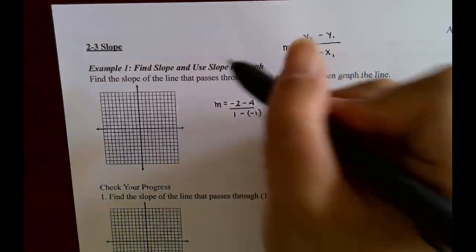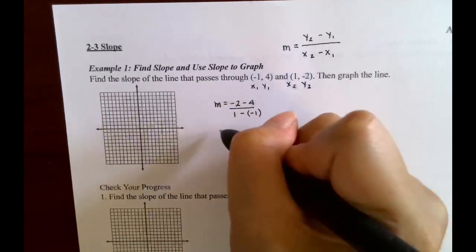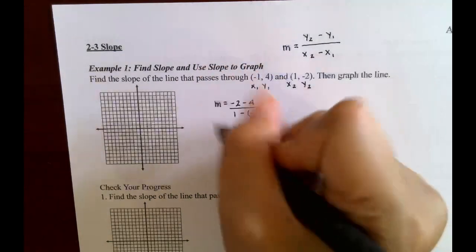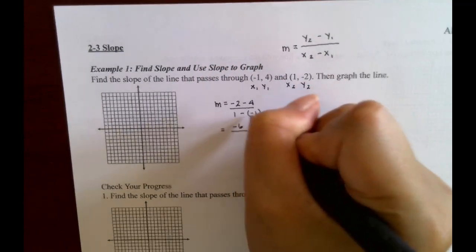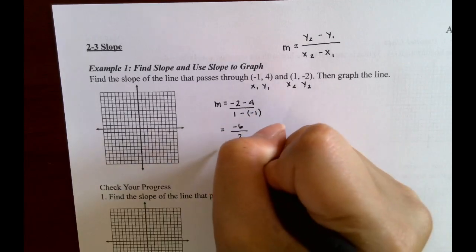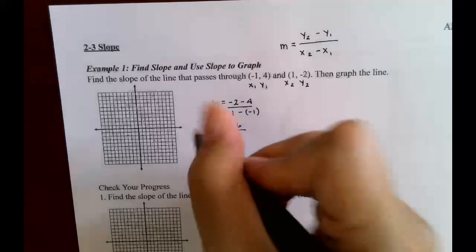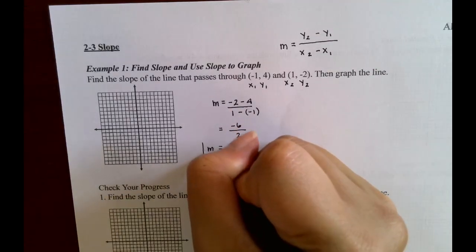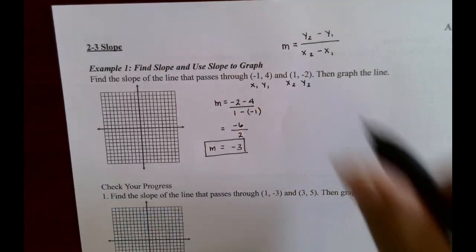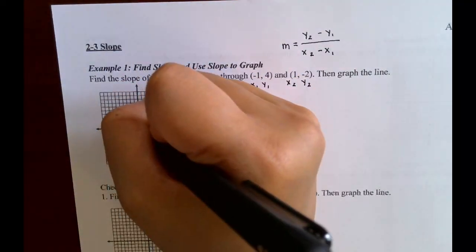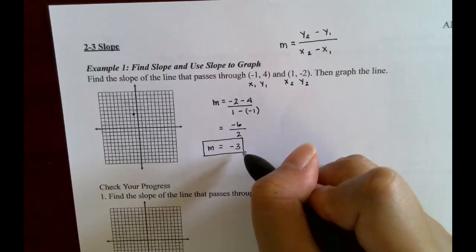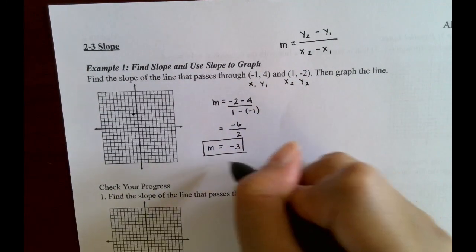Okay, then negative 2 minus 4 is negative 6, and 1 minus negative 1 is 2, right? Minus a negative is plus, so 1 plus 1 is 2. And negative 6 divided by 2 is negative 3. Okay? And so the slope is negative 3. Okay? So then we're going to plot our point, (-1, 4). Negative 1, 4, 1, 2, 3, 4 is here. And our slope here, since it's negative 3, it should be down 3, right 1.